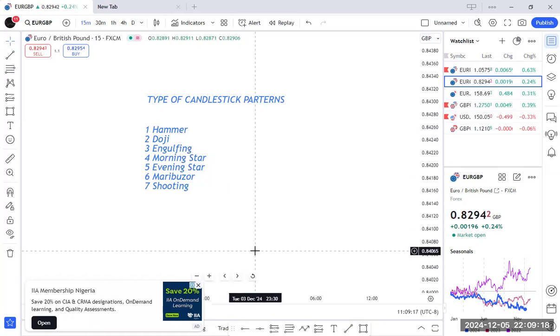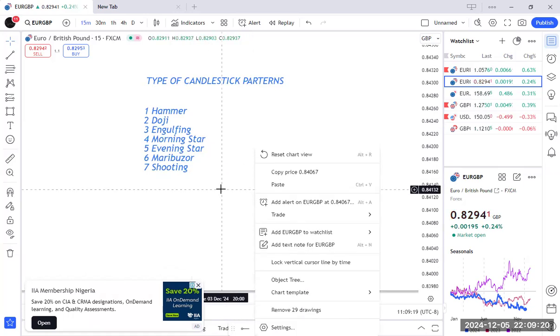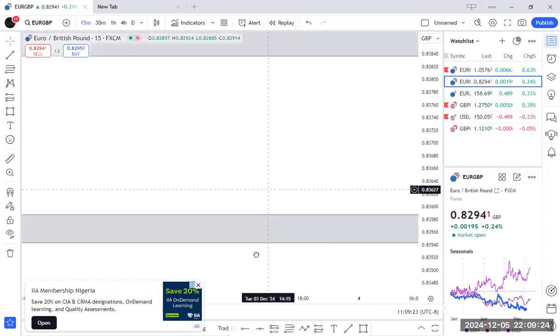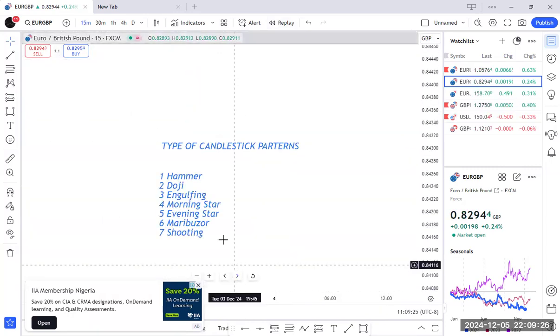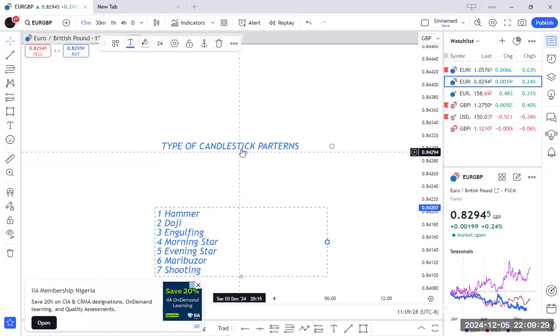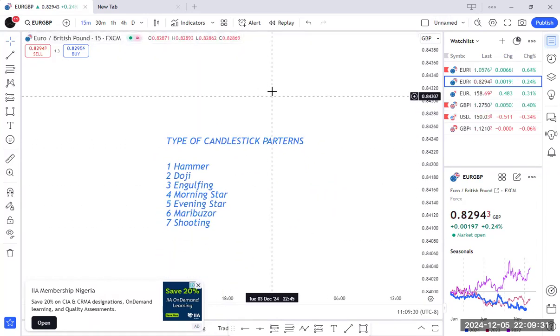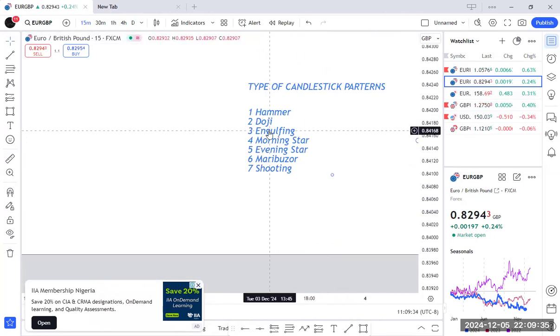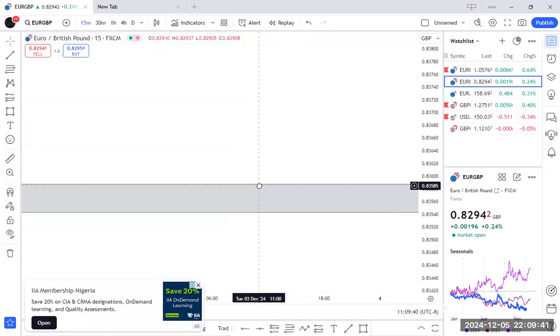I'll be showing you with examples. Let me take this down. The doji, the hammer, engulfing, morning star, evening star, mariposa candlestick, the shooting star. Okay, let's go to the charts.